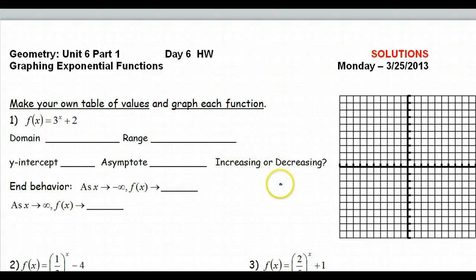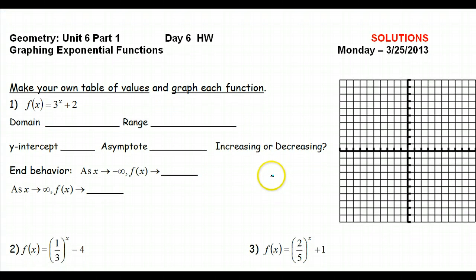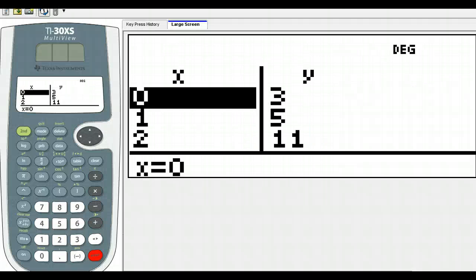Alright, so what you really want to do is graph as many points as you can. Make your own table of values. Okay, so I'm just going to squeeze my table of values in right here, x and y. Let's scroll around and see where the values are useful.